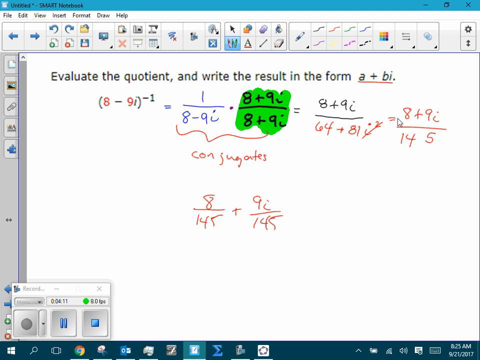I did see people working, or at least asking questions of whether this will be accepted or not. I'm not sure, because that's not necessarily a plus bi form. Okay. And remember this 9i over 145 is equivalent to 9 over 145 with the i out there. The i can either be in the numerator or on the outside. It doesn't really matter.